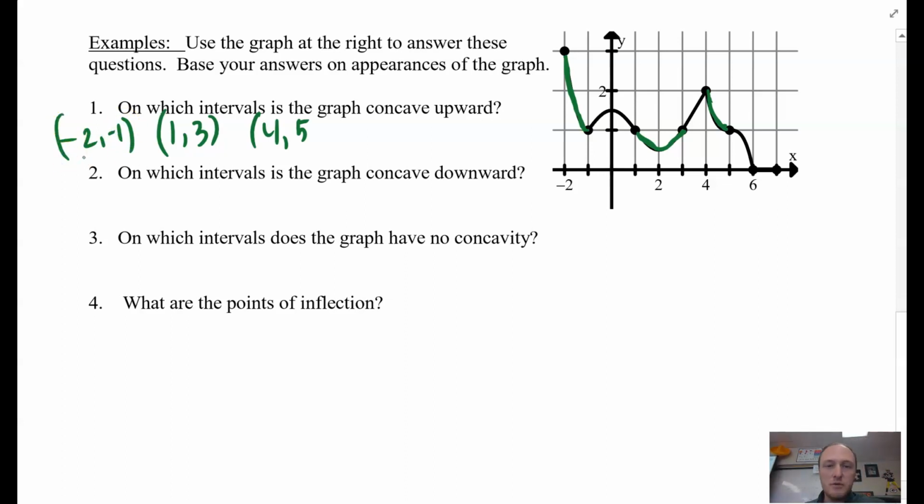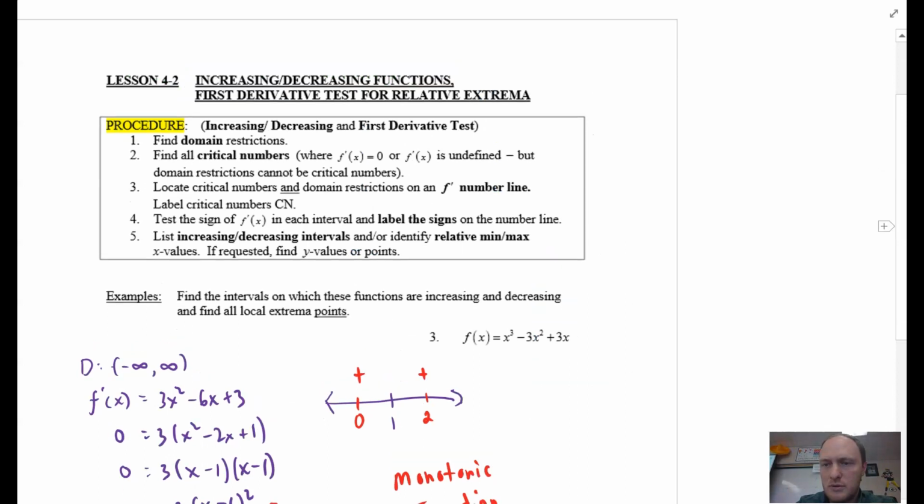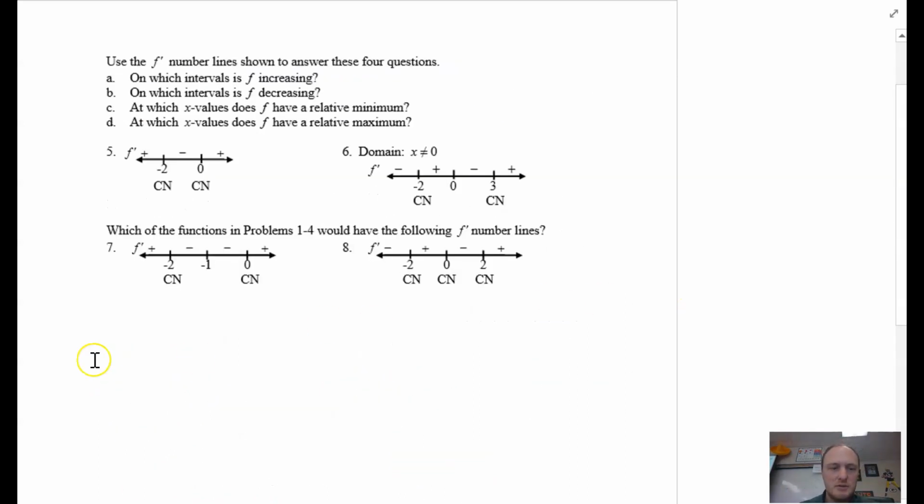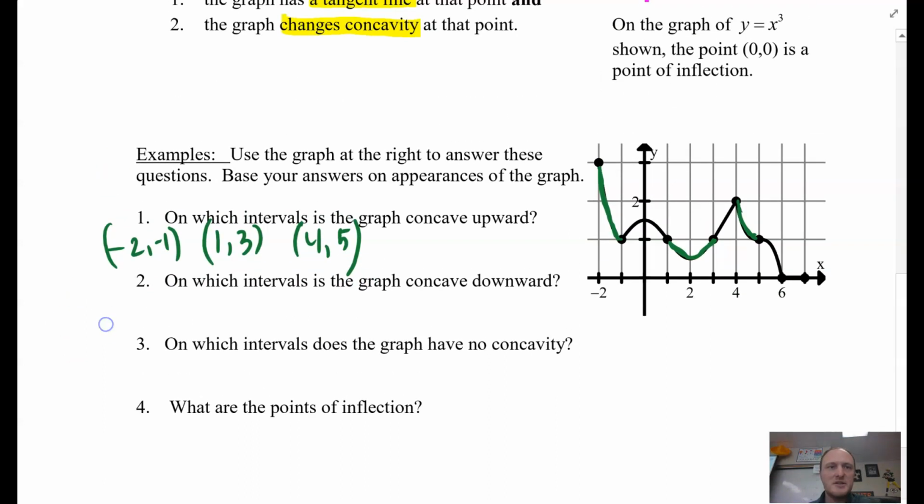On which intervals is the graph concave down? Well, the graph is concave down in this portion here, and that goes from -1 to 1. And also here, it's facing downwards, and that goes from 5 to 6.